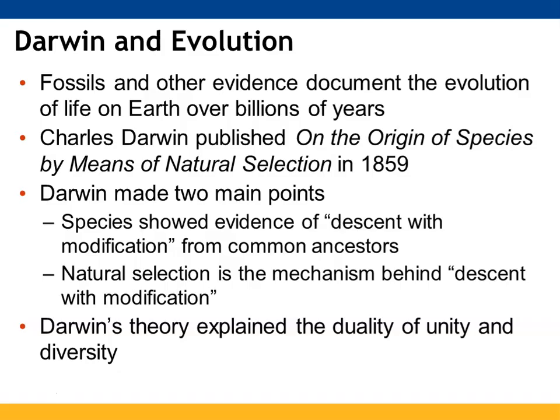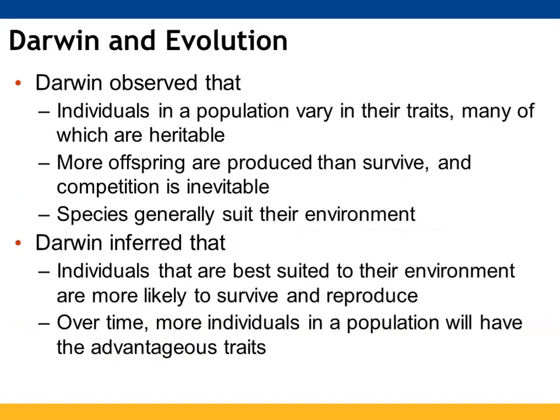There were two big points that he made: that species show evidence of descent with modification, that their genetic material is being transmitted from parents to offspring, and that natural selection is the mechanism behind that transmittance. His theory was able to connect together both the unity component as well as the diversity component.